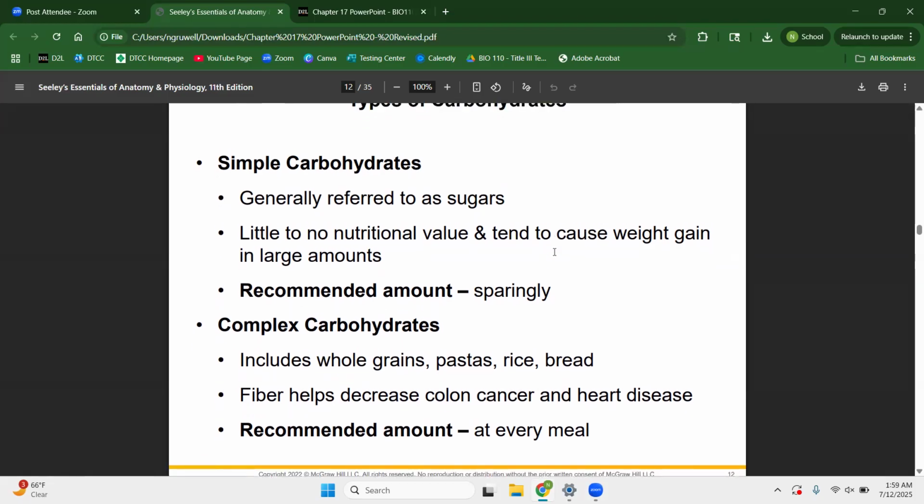Now, our complex carbs are stuff like whole grains, pastas, rice, bread. They typically are going to have fiber in them as well, which helps our net carbs. So fiber helps capture some of those carbs, and we can get rid of some of that excess. And so that's part of the reason why complex carbs should be eaten at every meal, and we want to avoid simple carbs. So for your simple carbs, you want to think more like candy, added sugar, soda, that kind of stuff.